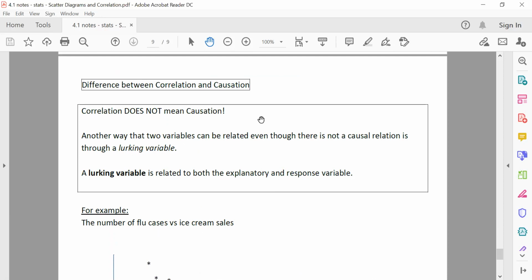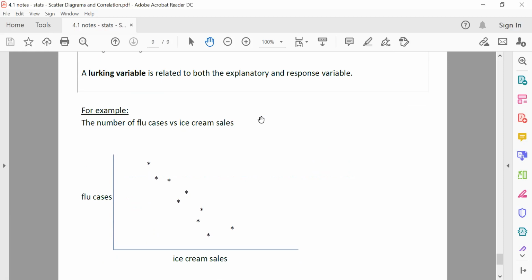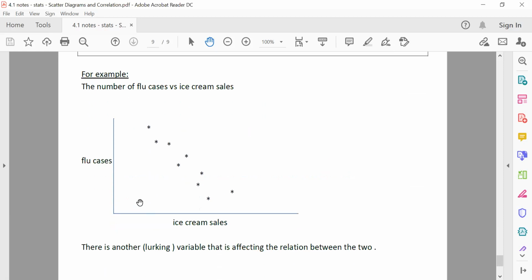Last but not least, there's a difference between correlation and causation. This chart here charts the number of sales of ice cream and the number of flu cases in the country, or maybe we could say COVID-19 cases at this point. And you can see as ice cream sales increase, flu cases decrease. Look at that, more ice cream sales, the flu cases go down.